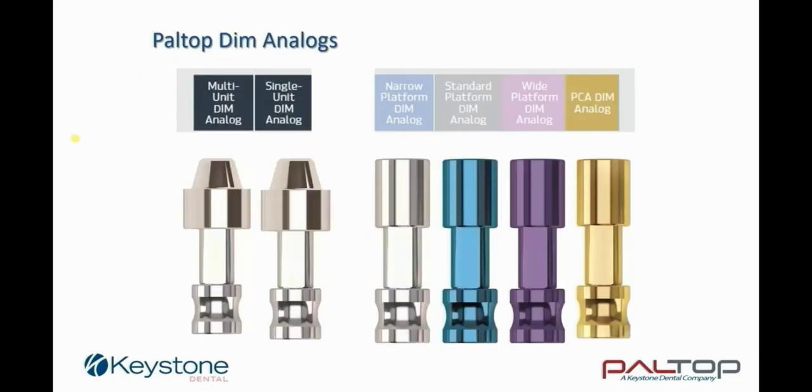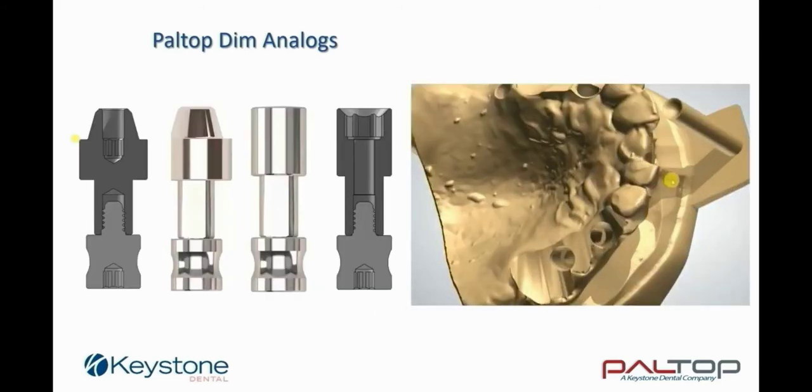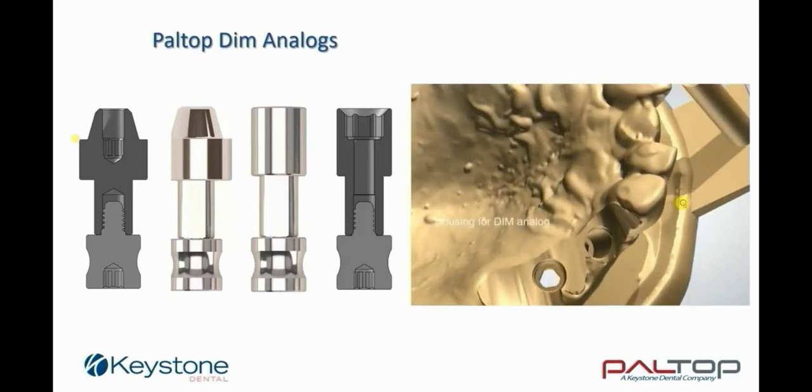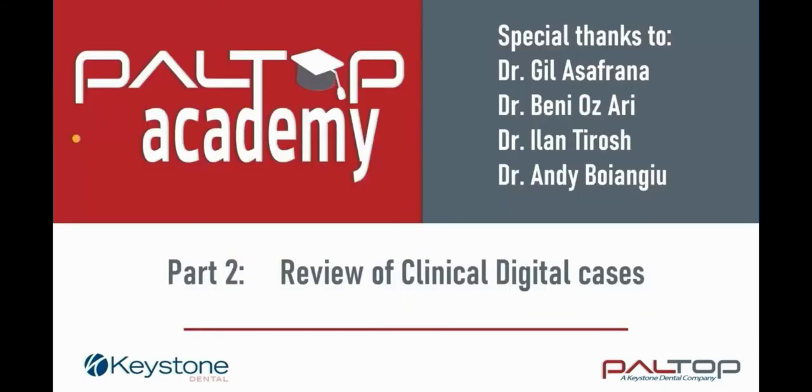The Paltop DIM analogs are also available for the multi-unit, single unit, and for all the implant platforms. The Paltop DIM analogs come in 2 components. The upper section with the platform seats inside the housing for the DIM analog. The lower section, the retaining screw, anchors the DIM analog into the 3D printed model. So now let's review some clinical digital cases.